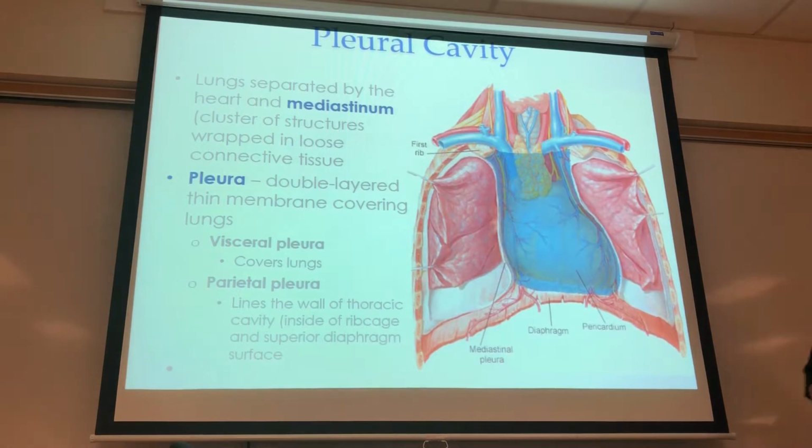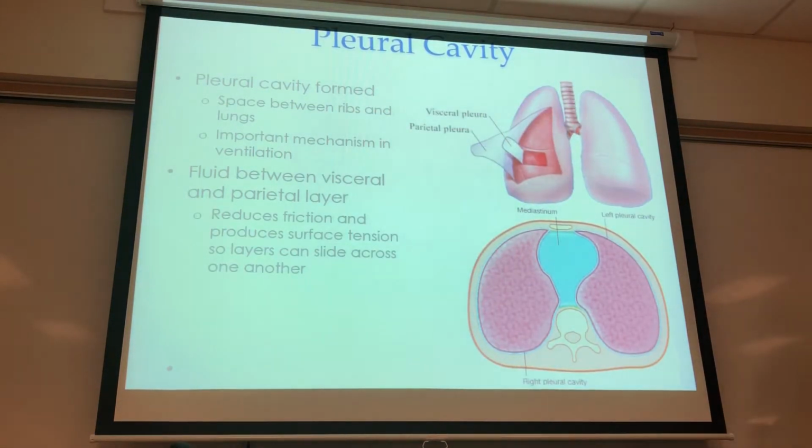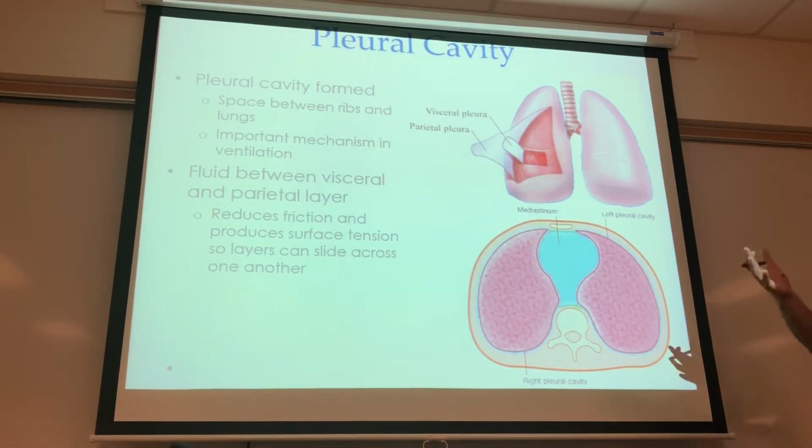So the purpose of that pleura we'll be able to see on the next slide over. In between, you're going to see the space between the ribs and the lungs. This is our pleural cavity, and it's important in ventilation because it's filled with a very small amount of fluid to reduce friction and allow the lungs to slide open and closed. As the lungs inflate and deflate, this helps provide a slippery surface for that to take place.